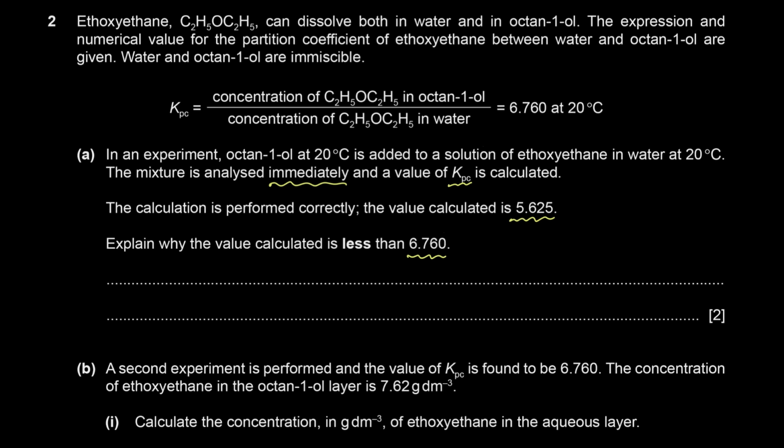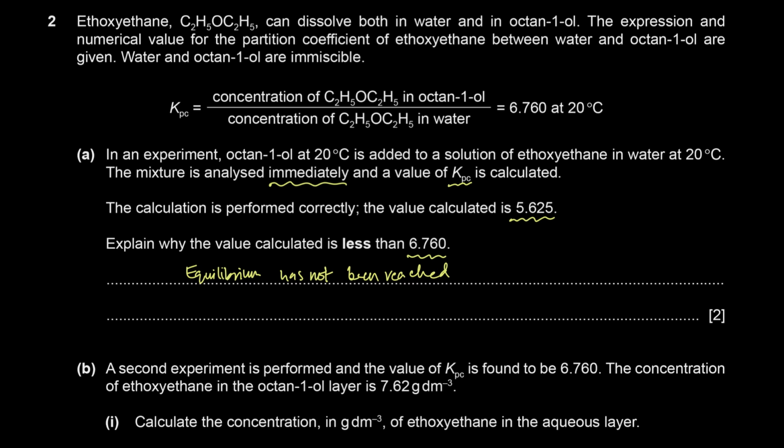By definition, the partition coefficient is the ratio of the concentrations at equilibrium. Now, because they've done the calculation immediately, you haven't allowed it to reach equilibrium. Okay. So, equilibrium has not been reached. Because this value of 6.76 would be obtained once equilibrium was reached.